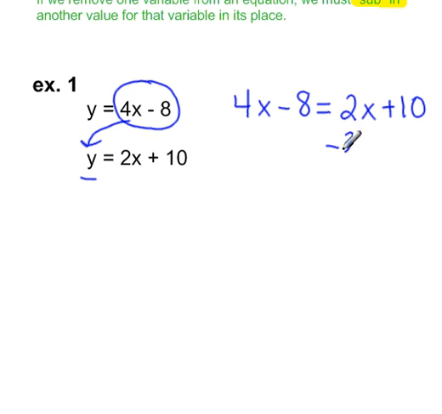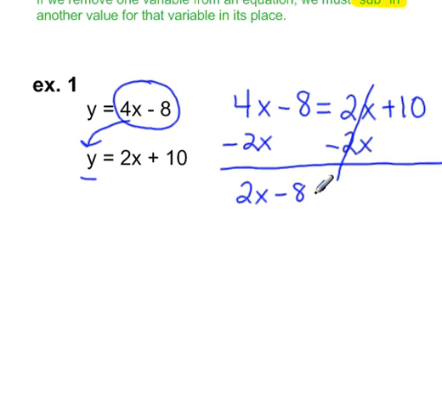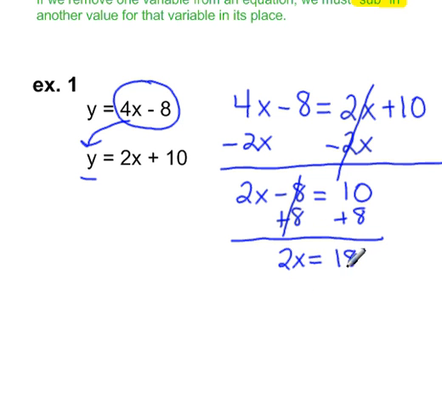So we move our 2x to the left by subtracting. Our 2x's will disappear, and we will have 2x minus 8 is equal to 10. To finish it, we're going to add 8. My 8's on the left will cancel, and we have 2x is equal to 18. When you divide both sides by 2, x will equal 9.